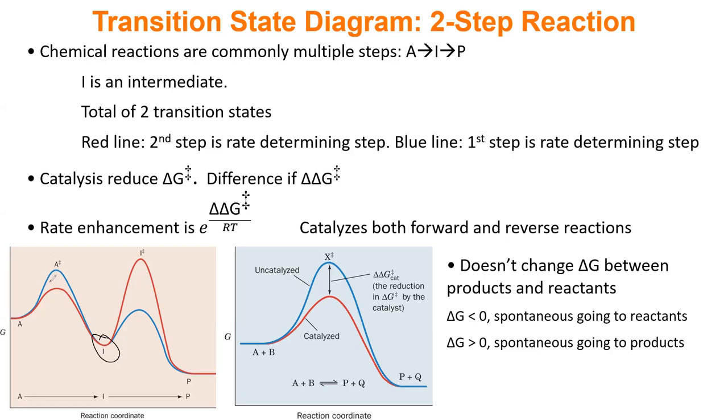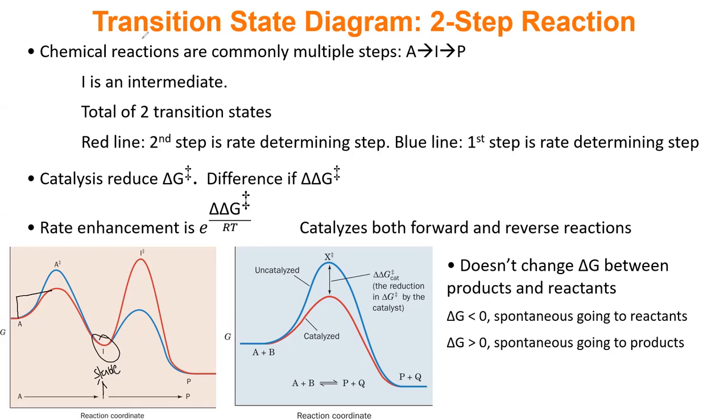An intermediate is not your product, but it's stable. It has to be somewhat stable to be an intermediate. To be an intermediate, you have to be measurable. You have to exist for a certain period of time. And if you have two transition states, you have two different delta G double daggers. Whichever delta G double dagger is the biggest is your rate limiting step.